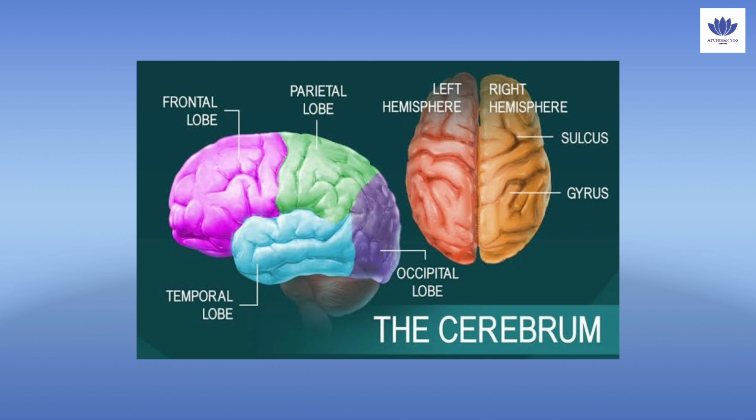First is the cerebrum. This is the largest section of the brain, which is divided into four lobes. Frontal lobe: it is involved in voluntary movement, intelligence, parts of speech, planning, problem solving and emotion. Parietal lobe: it is involved in processing sensory information from the body, such as touch, pain, temperature and the sense of limb position.